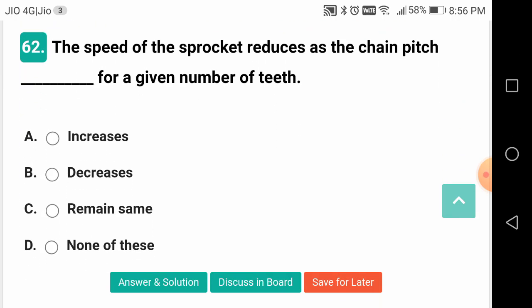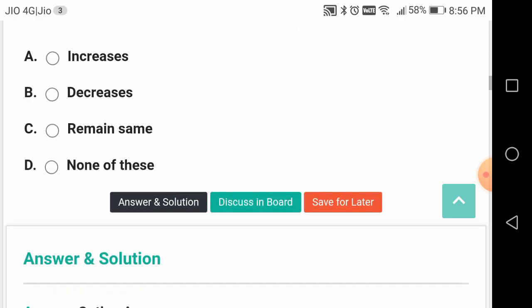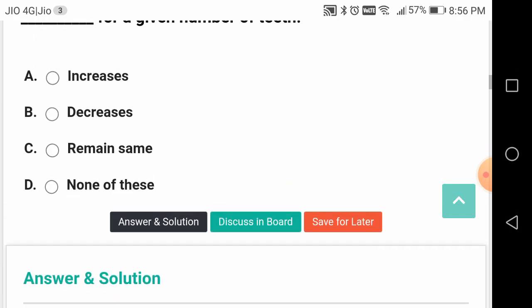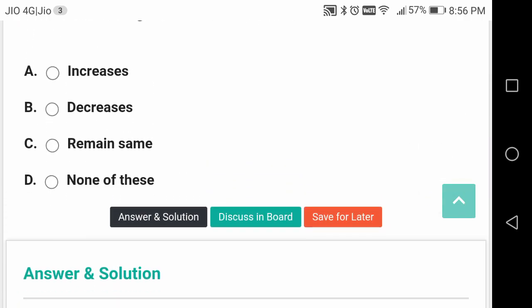The speed of the sprocket reduces as the chain pitch, for a given number of teeth, is it going to increase, decrease or remain the same? It is going to increase.